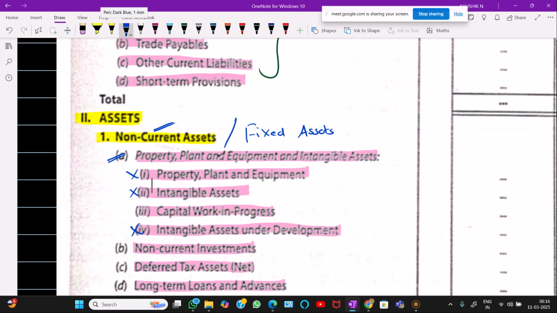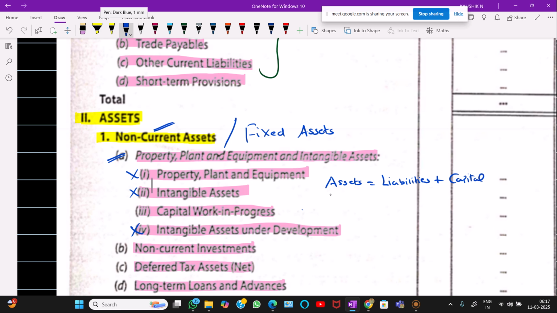So out of the 4 items under property, plant and equipment, 3 are ruled out. The only one item which can be considered is capital work in progress. You know very well that all the assets, which you learned last year, assets are equal to your liabilities plus capital.